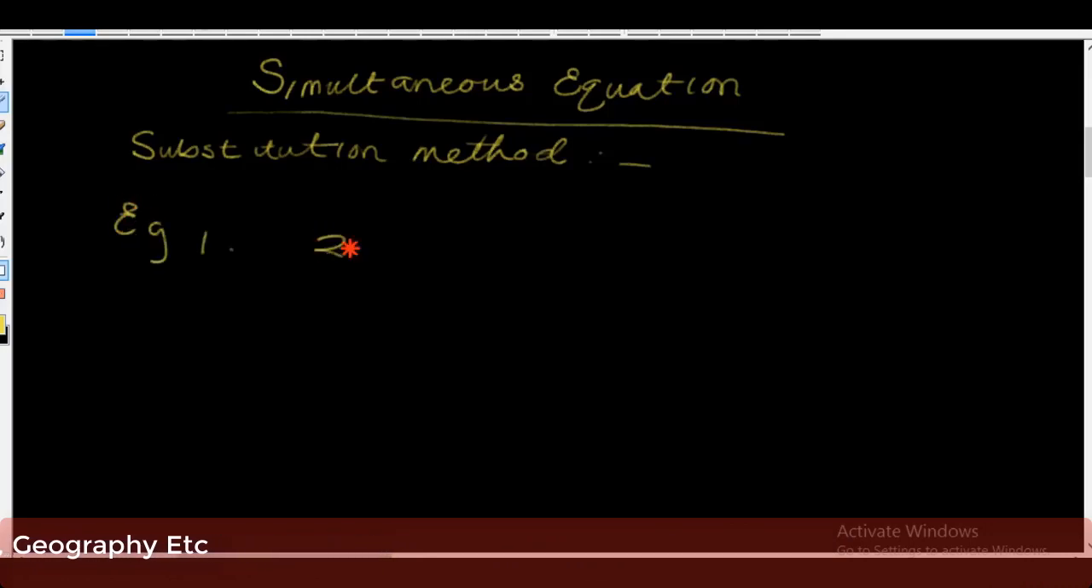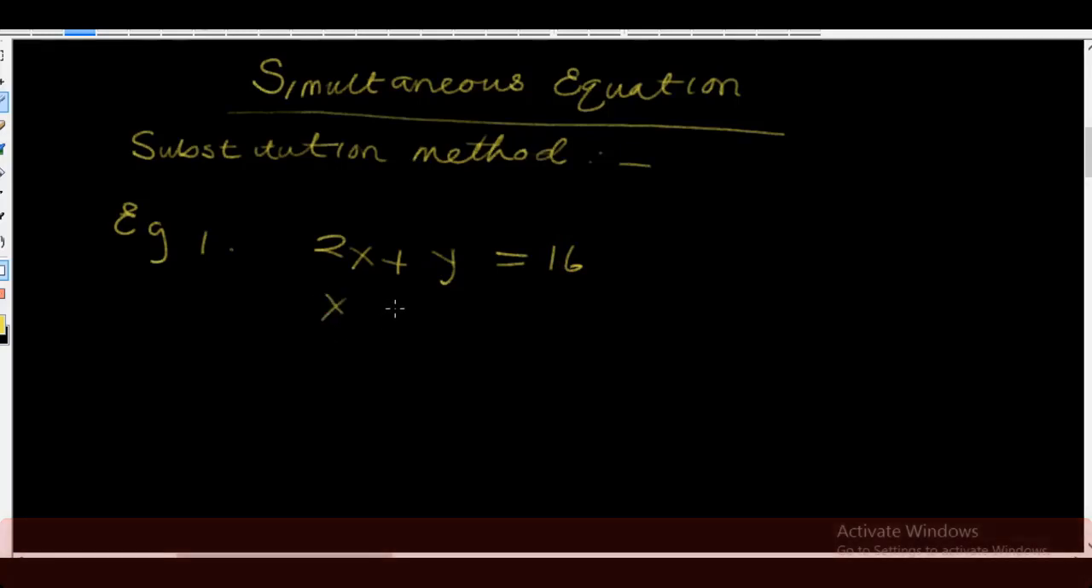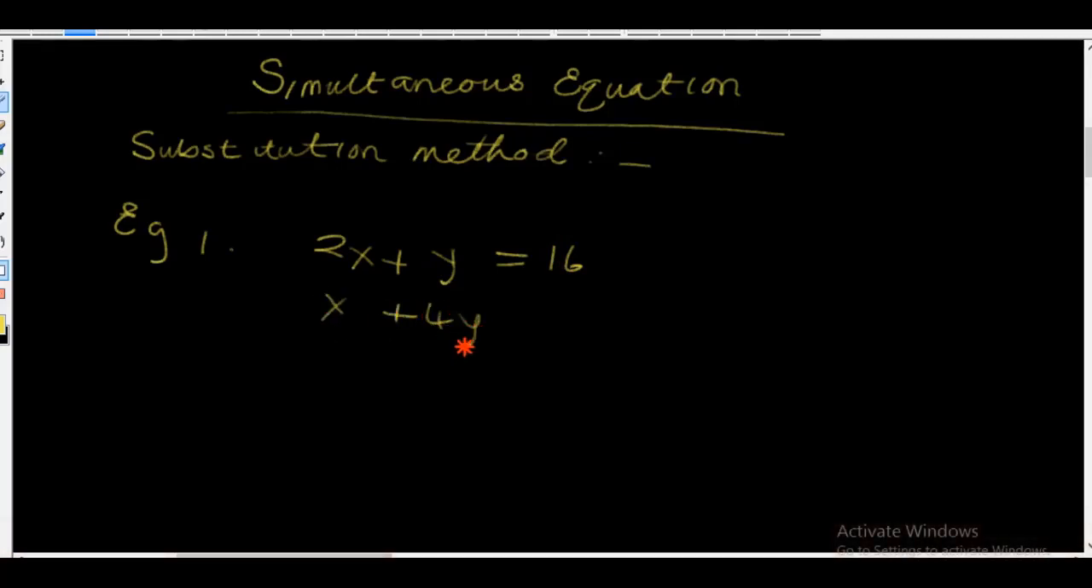So let's proceed with this equation here, example 1. 2x plus y is equal to 16, and x plus 4y is equal to 1. Alright, so let's label this one as equation 1, and we'll label this one as equation 2. We're going to use the substitution method to solve these problems, that is, to find x and y.